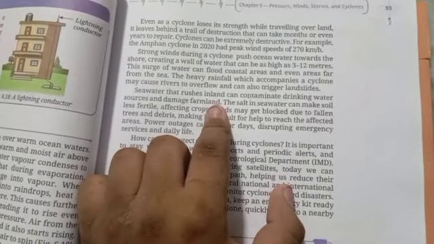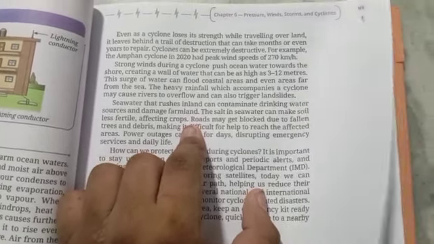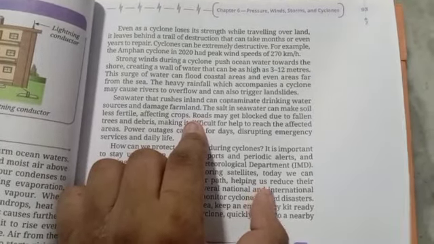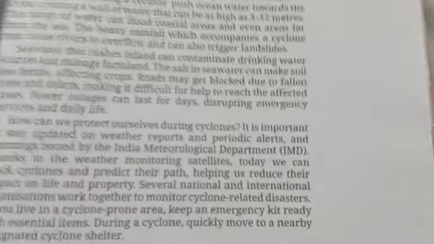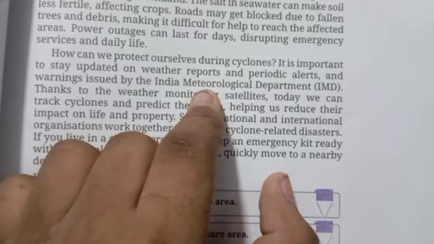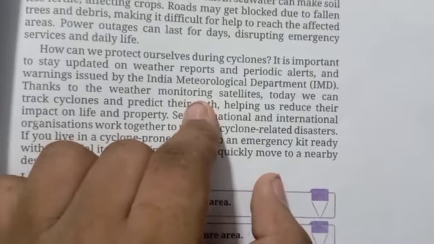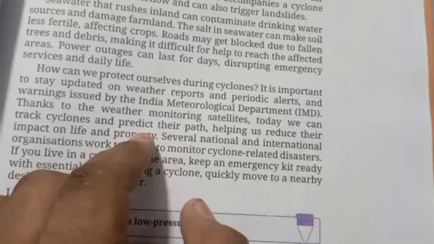Sea water carried inland can contaminate the soil and the water supply. Power outages can last for a day, disabling emergency services and affecting daily life. Knowing how to stay protected can reduce the harm and help save lives.